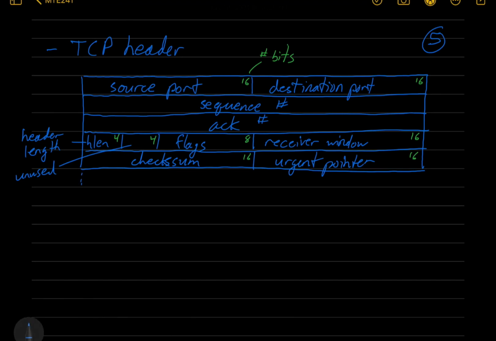And then we have some optional fields, it's just called options. And it can be used, for example, to negotiate the maximum segment size when the connection is being established. And so altogether, this can be from 20 bytes to 60 bytes.